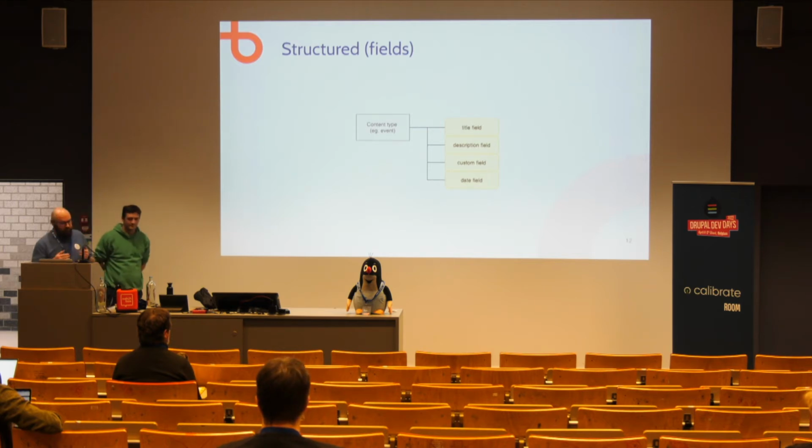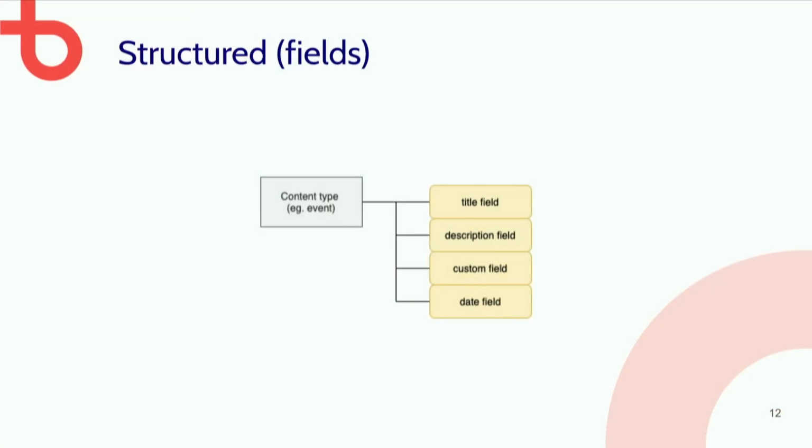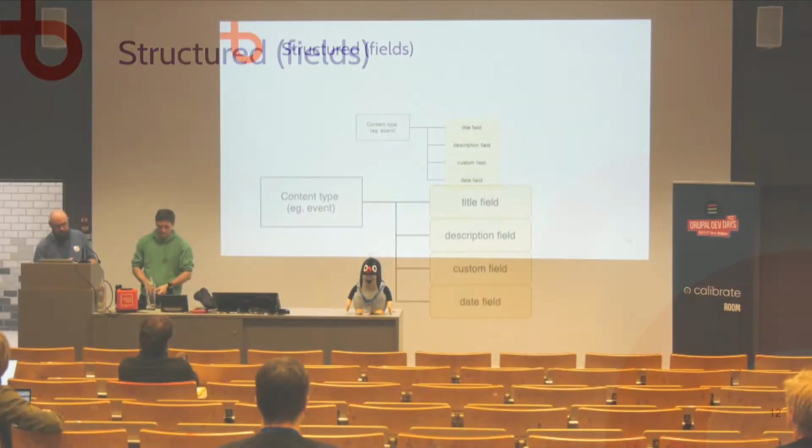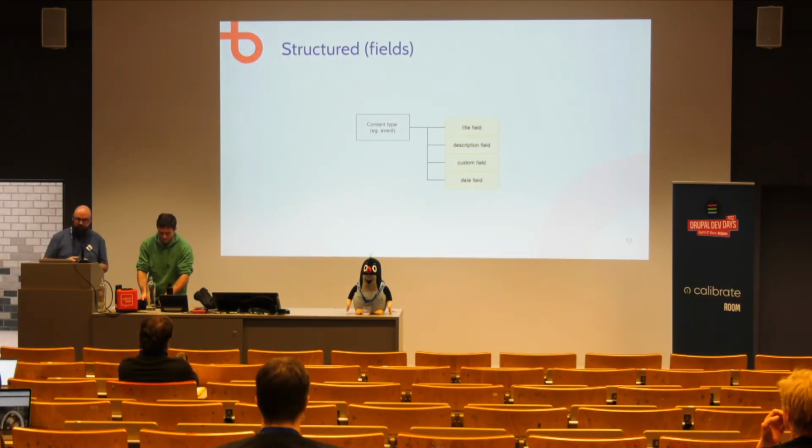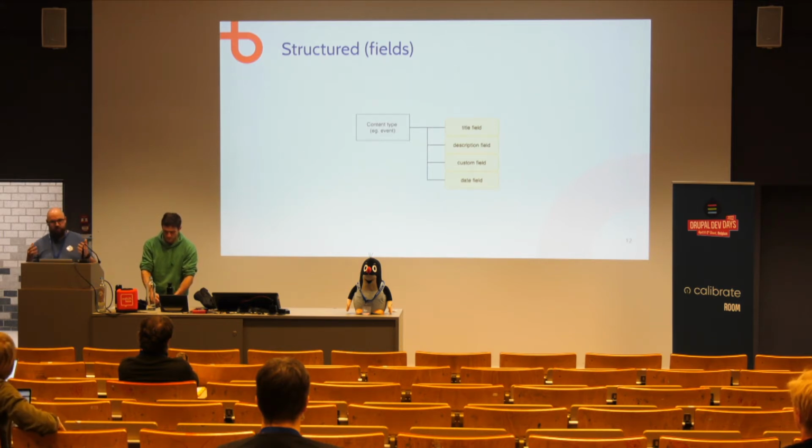So for those of you who remember the early days of Drupal, there was only structured fields. We still have structured fields, and it's basically just a content type, like an event here, with a title field, a description field, some custom fields, and a date field. That's a basic concept, and it's that good that 20 years on, we still use it in that exact same way.